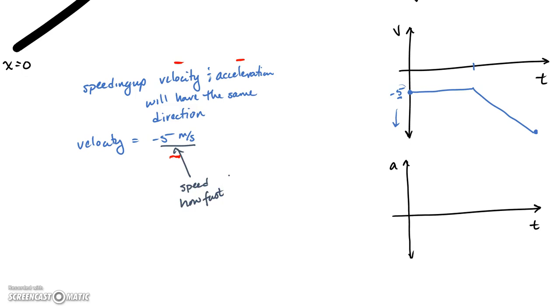All right, so if we're getting faster, then that means the actual numeric value itself is going to increase. If we're getting slower, that numeric value is going to decrease, and by that, I mean approaching 0. So speeding up, you move away from 0. Slowing down, this number here moves towards 0.